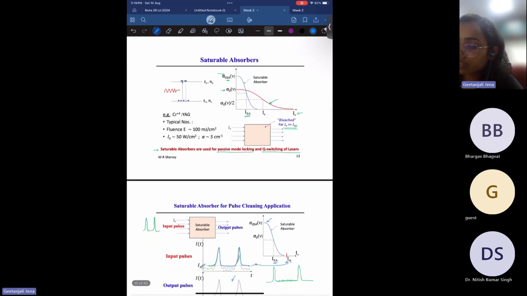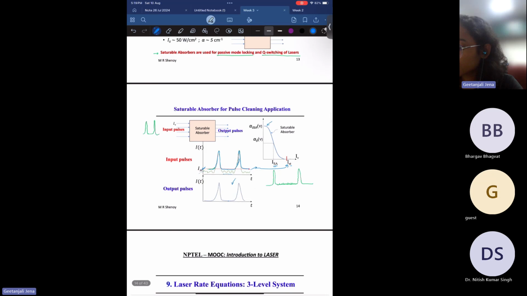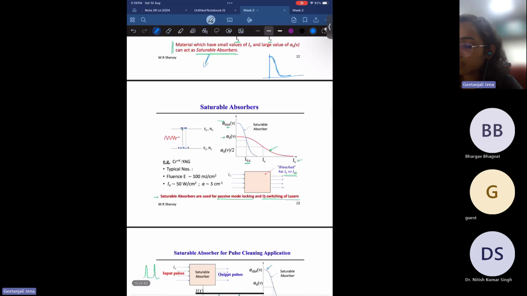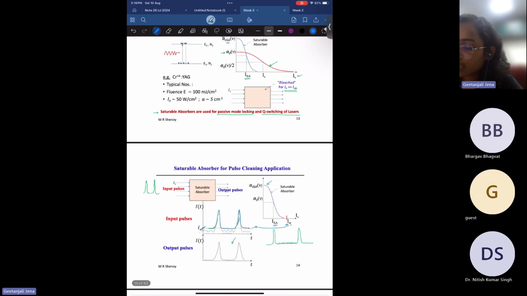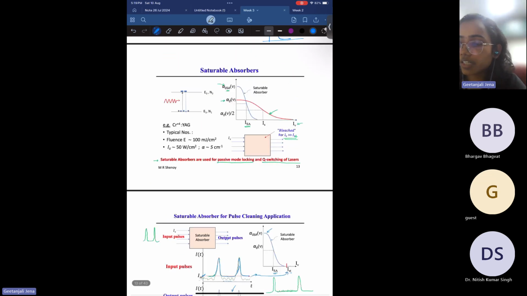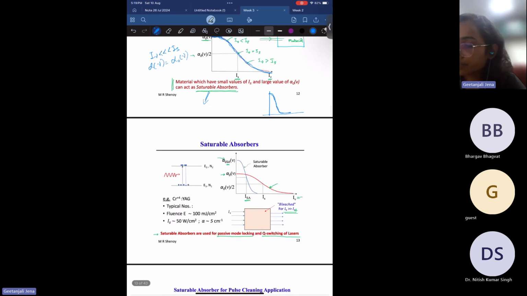So after this we'll discuss two problems, I think. Then we'll discuss what is a three-level system. No, we'll discuss the three-level system first, then we'll solve a few problems related to this concept.